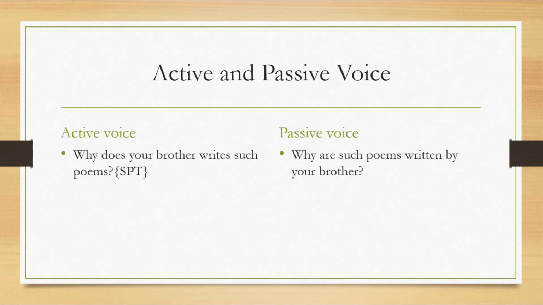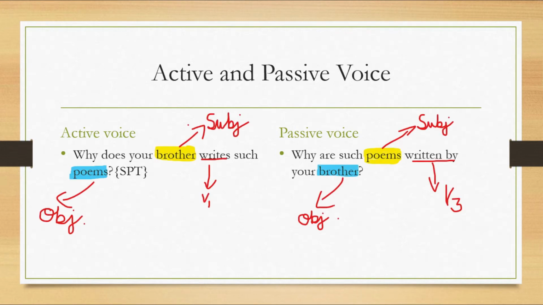Let's see. Why does your brother write such poems? Simple present tense. Why does your brother? Now let's change into passive. Why will remain there because it is a question. You want to keep it in the question form. Now why are your brother? Your brother is the subject and such poems is the object. Let's interchange. Why are such poems? Now the verb, the past participle form of write, is written by your brother.